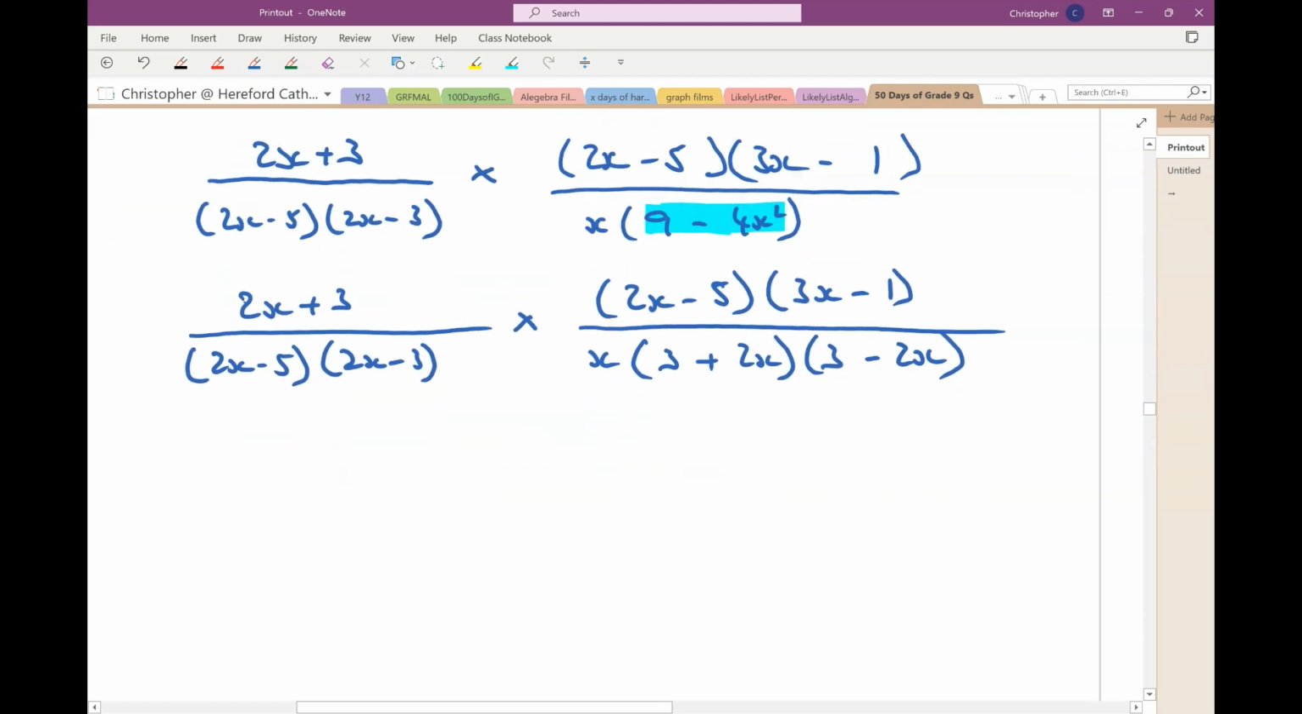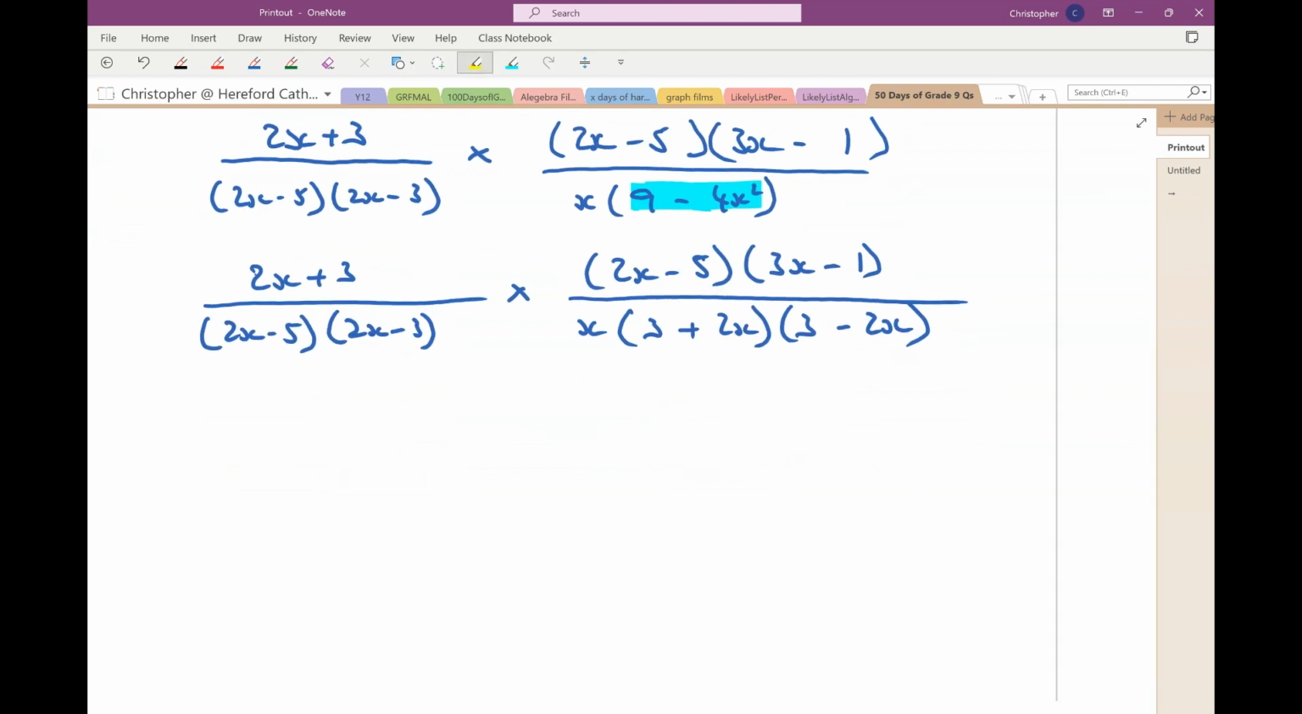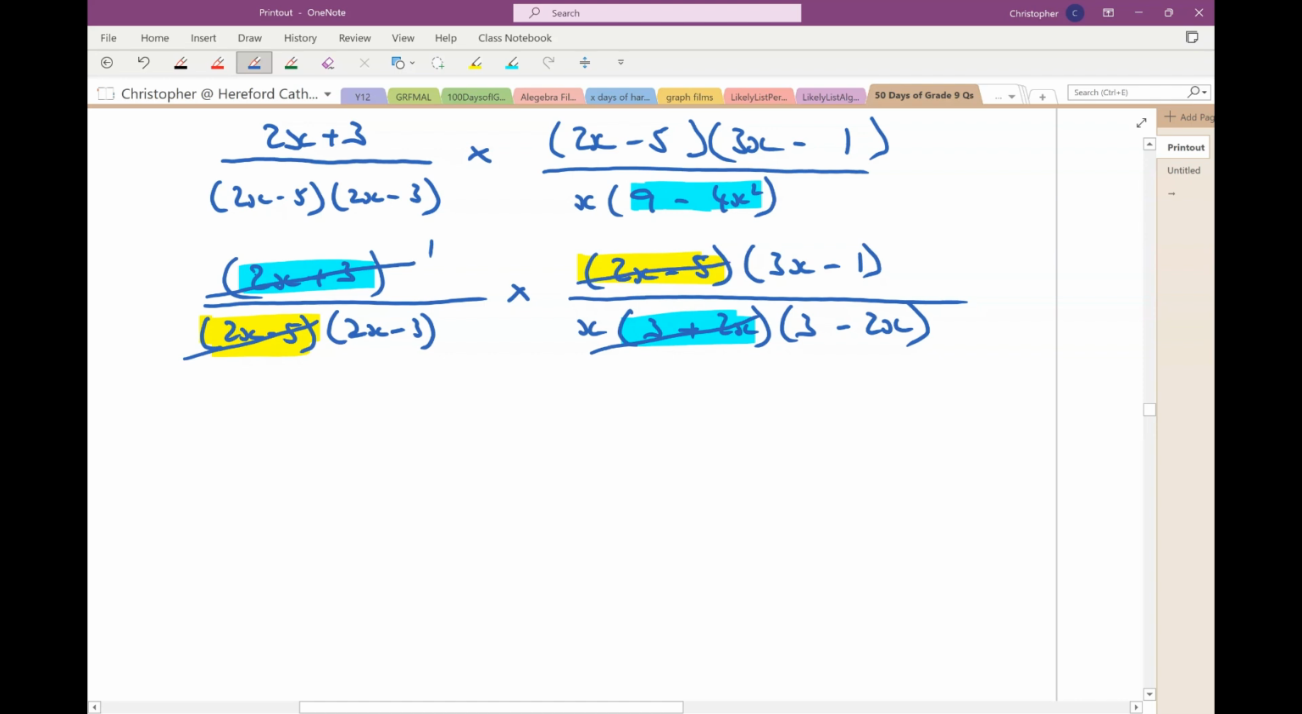Now let's look for cancelling. I can cancel that and that. Brilliant. And look at this. I can also cancel that and that. So when I can divide this by 2x plus 3, that leaves me with 1, of course, and cancel there. And now I can cancel here and here. I can't see any more cancelling.